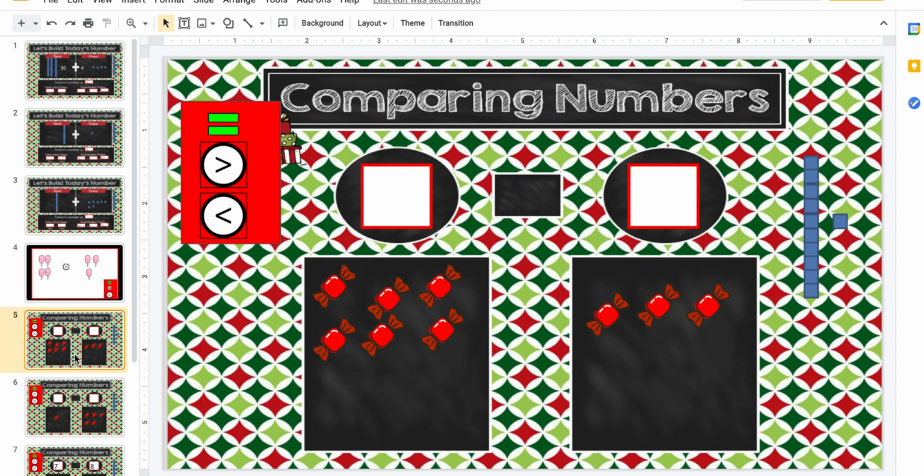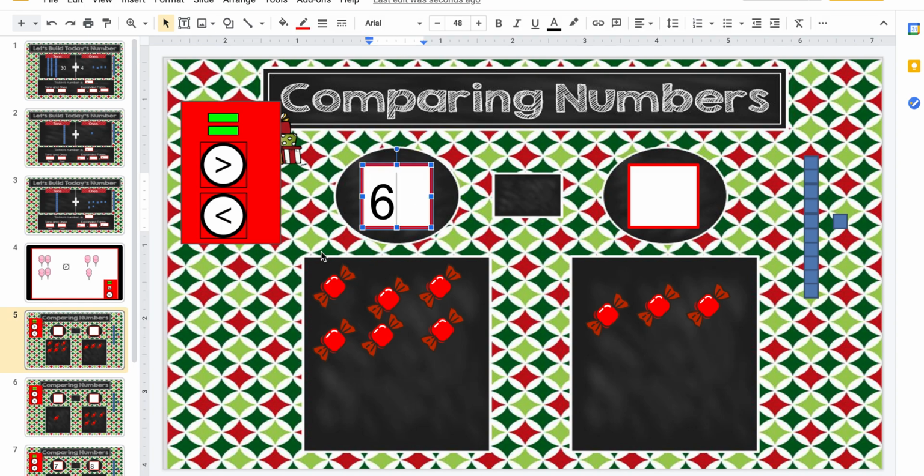So the first thing, you've seen this mat and you may not have even known what to do with it yet, but we're going to work with them today and show you how to set them up on your calendar time every single day. The first thing we're going to do is look and count how many are in each box. How many are in this box? 6. 1, 2, 3, 4, 5, 6. How many are in this box?